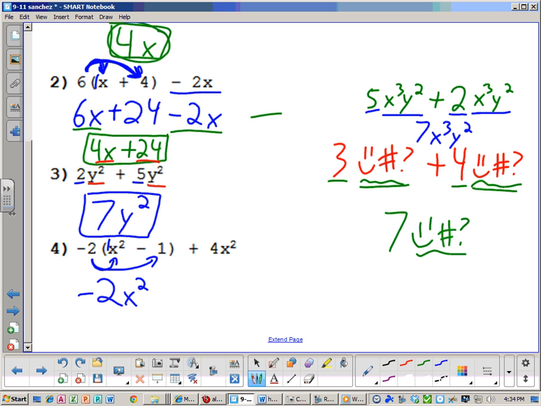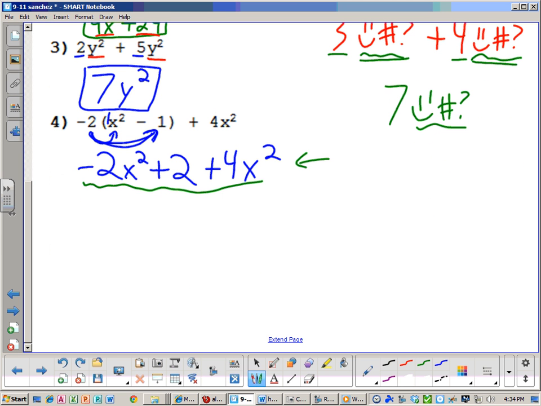A negative times a negative is positive. So positive 2. So negative 2 times negative 1, positive 2. And just bring down that 4x squared. Now, there's still more you could do. You have one more step left. I could make this whole line right here still shorter. I can still simplify it more.